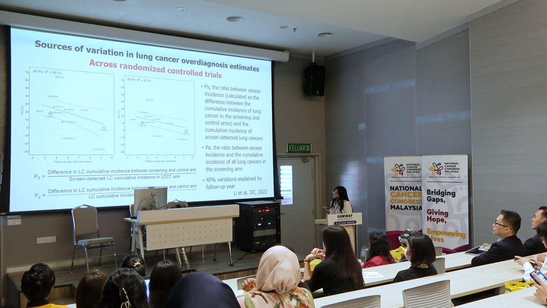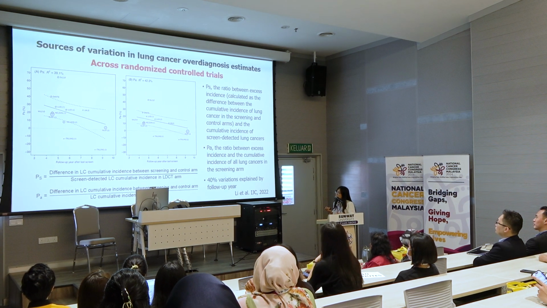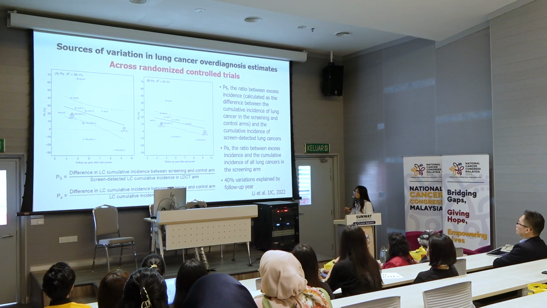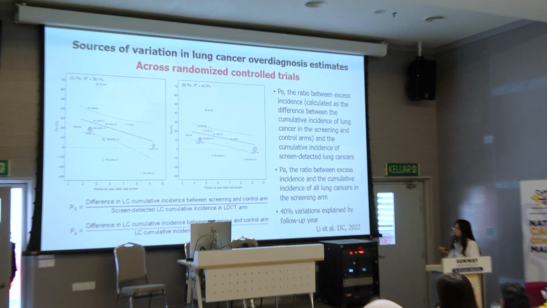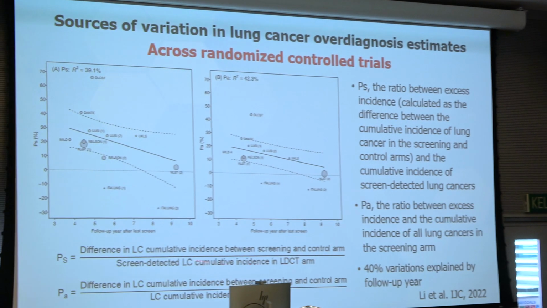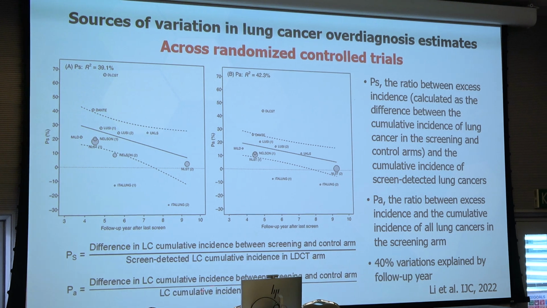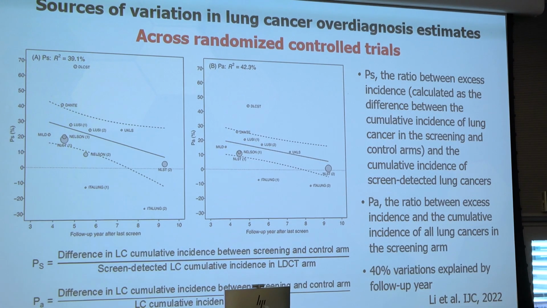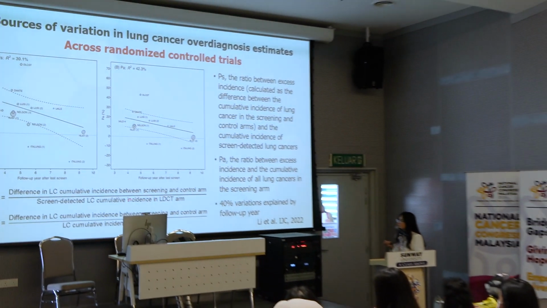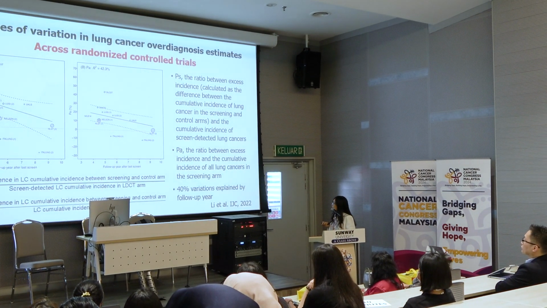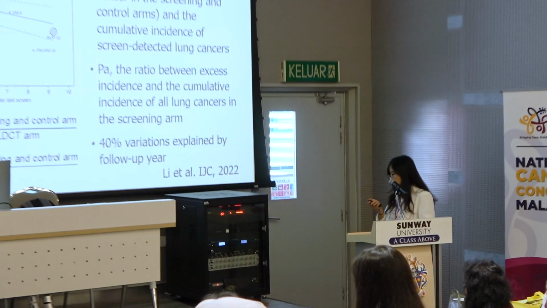The numerator is the same, the excess incidence: the difference in lung cancer cumulative incidence between the screening and control arm. Well, the denominator is screen-detected lung cancer cumulative incidence in the low-dose CT arm for PS, and all lung cancer cumulative incidence in the LDCT arm for PA. And we found that 40% of the variations in PS and PA can be explained by follow-up time after last screening.